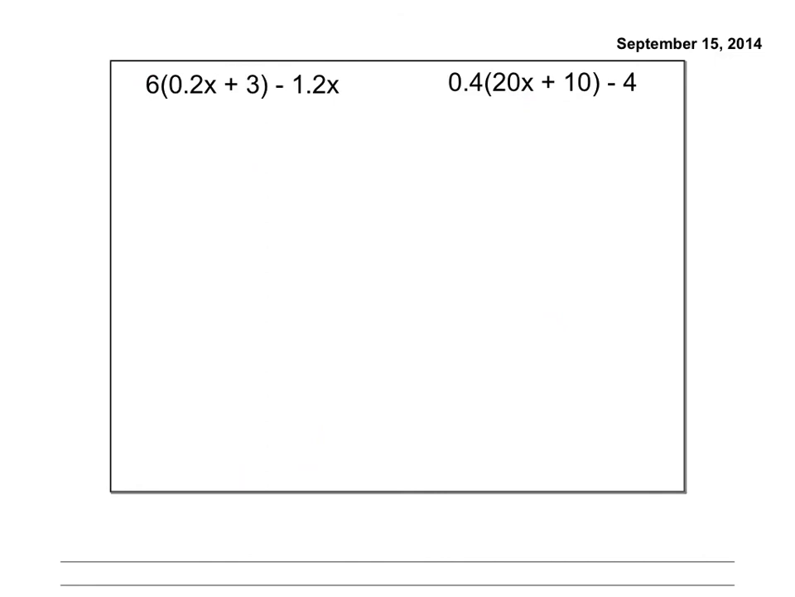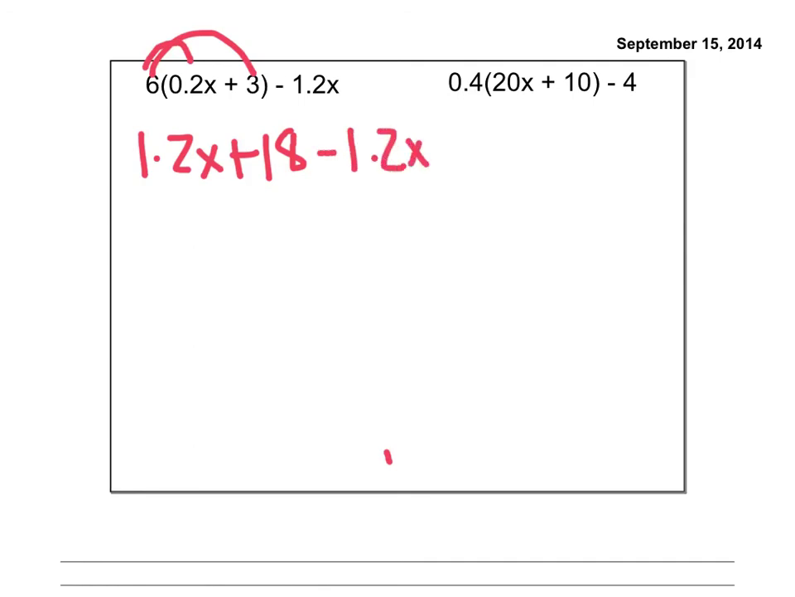Okay, distributive property one more time. 6 times 0.2 gives us 1.2x. And 6 times 3 gives us 18. Minus 1.2x. Well, we've got 1.2x minus 1.2x, and that gives us 0x. So we don't write anything down, and then we've got 18 remaining. So our answer is 18.